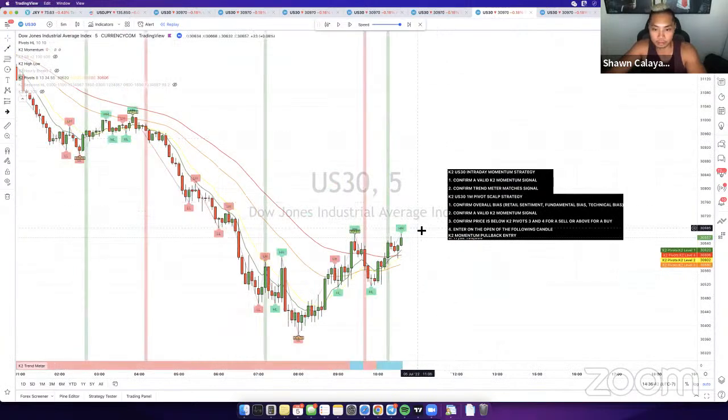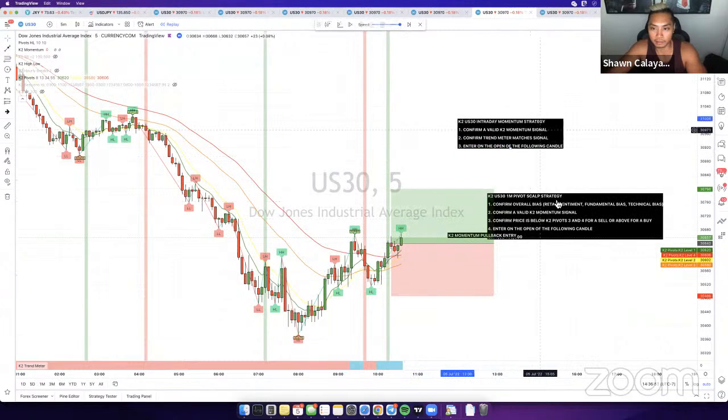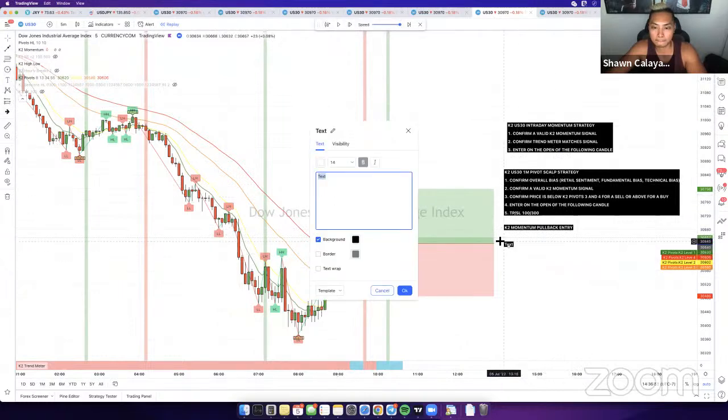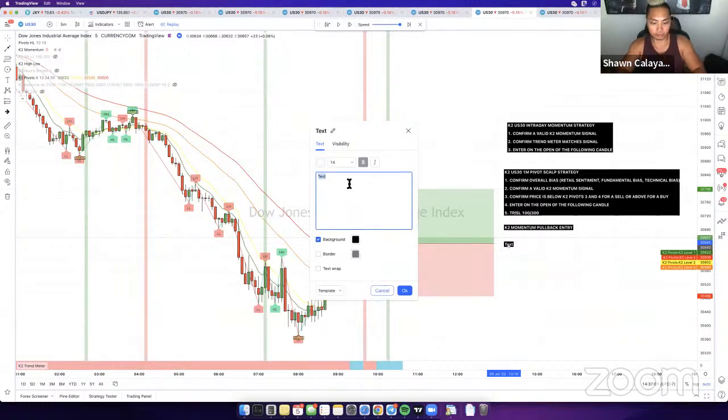There was a pivot scalp entry that was already running over here. So someone could have had another trade running right here as well. So 5 minute pivot scalp. Right here, K2 scalp.